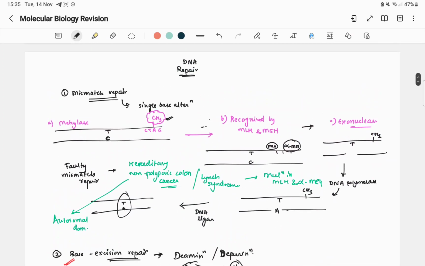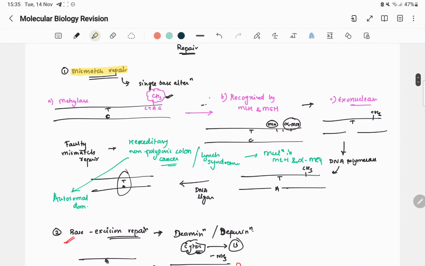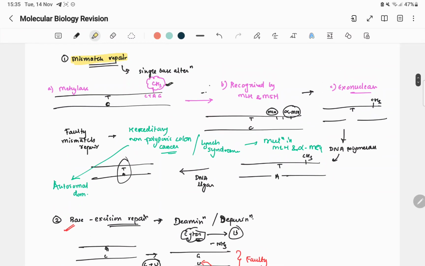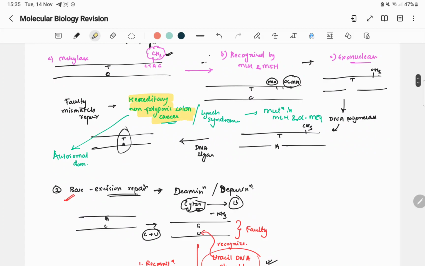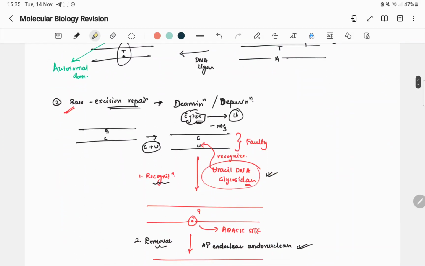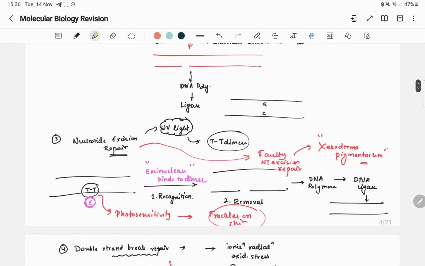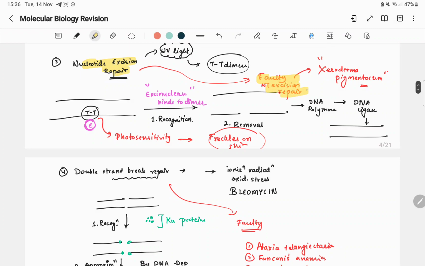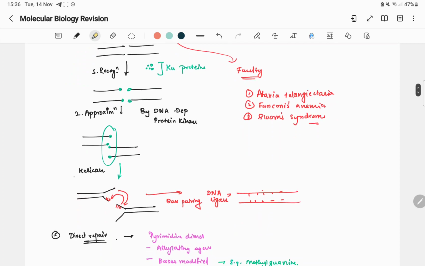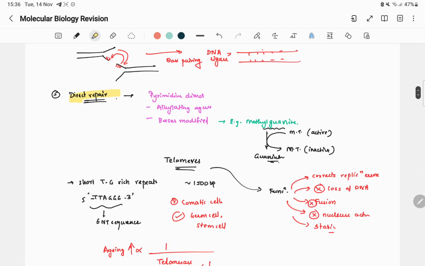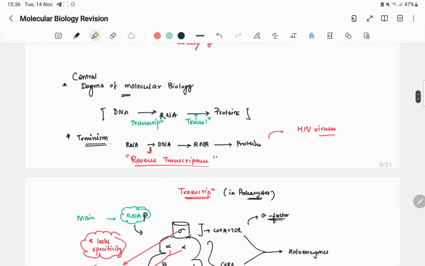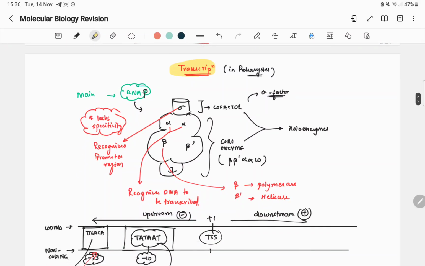Then types of DNA damage and repair mechanisms, which we discussed: mismatch repair, and faulty mismatch repair, that is hereditary non-polyposis colon cancer. Base excision repair, and then we discussed nucleotide excision repair. Faulty nucleotide excision leads to xeroderma pigmentosum. Then double strand break repair, faulty double strand repair will lead to ataxia telangiectasia, Fanconi's anemia and Bloom syndrome. Then direct repair we discussed. About telomeres we discussed. Then transcription in prokaryotes.